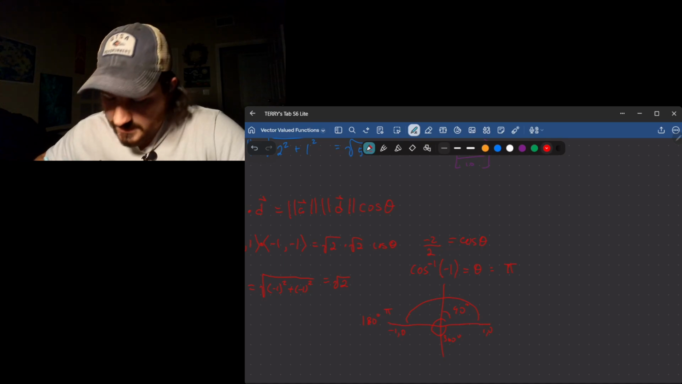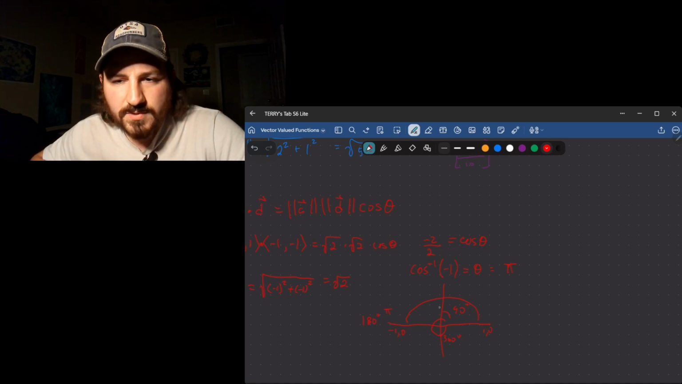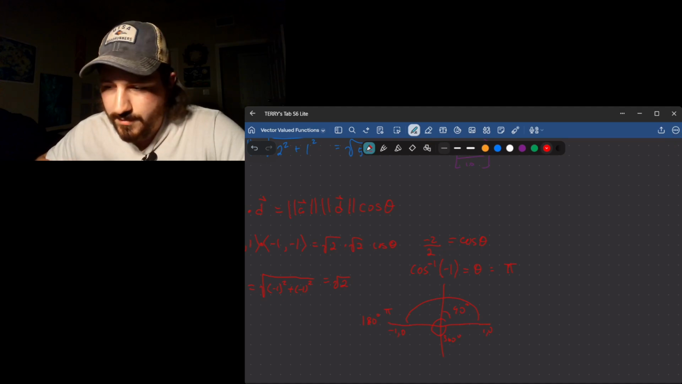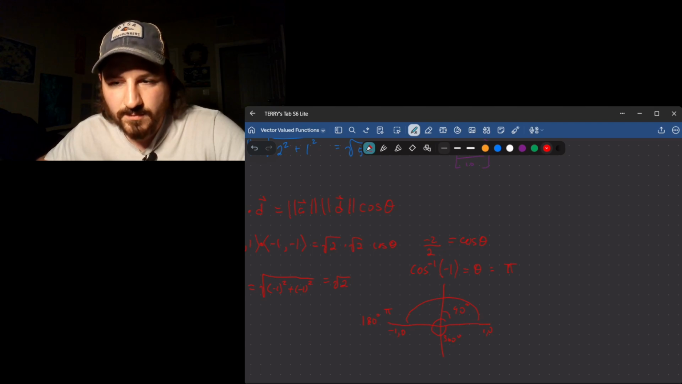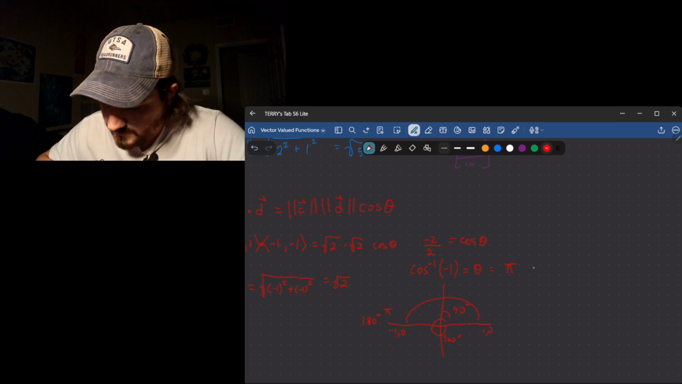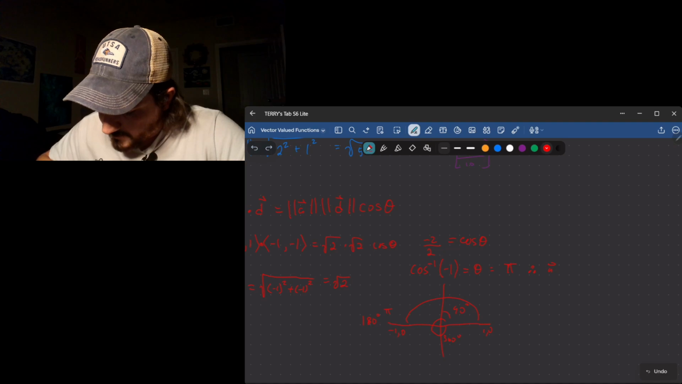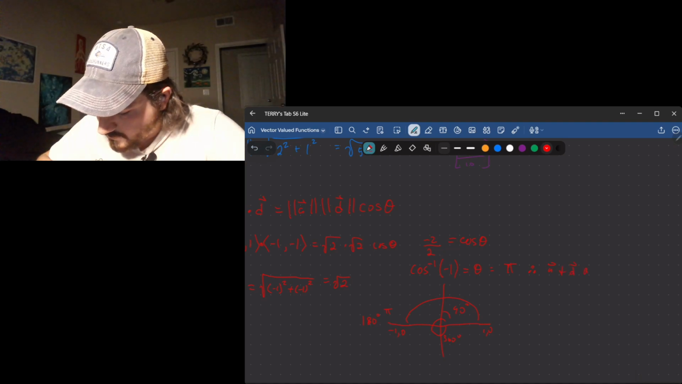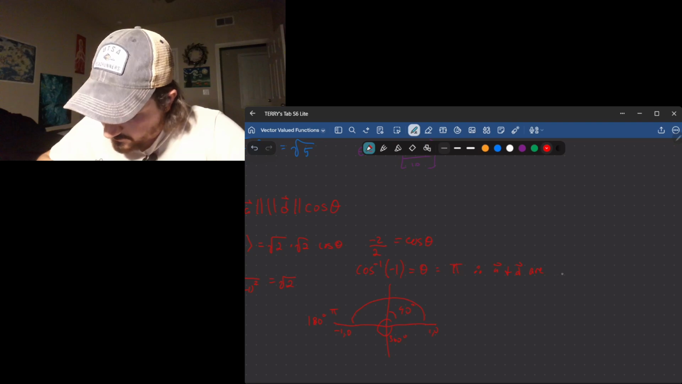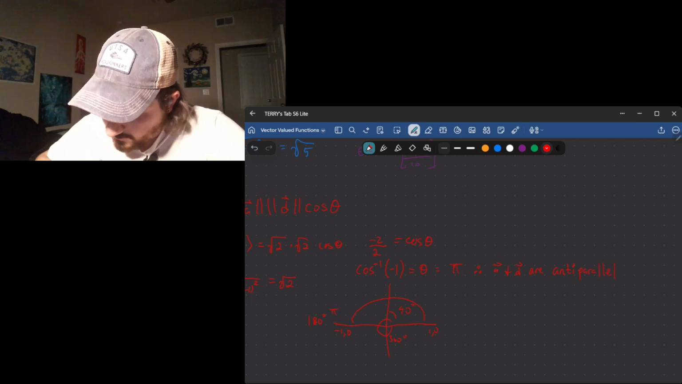Now, let's think about that for a second. If the angle between these two vectors is 180 degrees, that tells us that they are exactly anti-parallel to each other, right? They're both on the same line, but they're in different directions. So that's called anti-parallel. So we can say, therefore, vector A and vector D are anti-parallel.